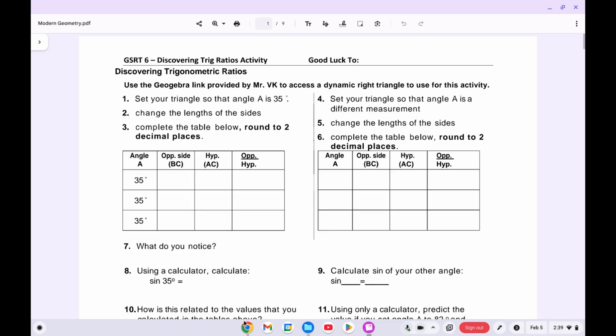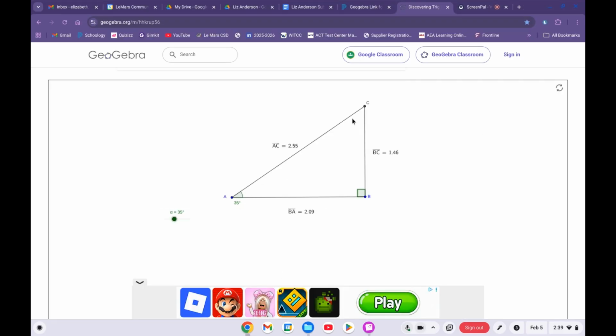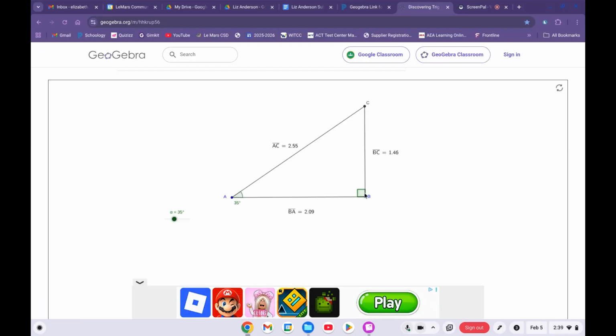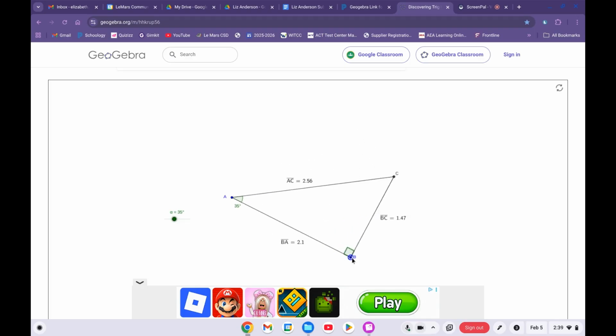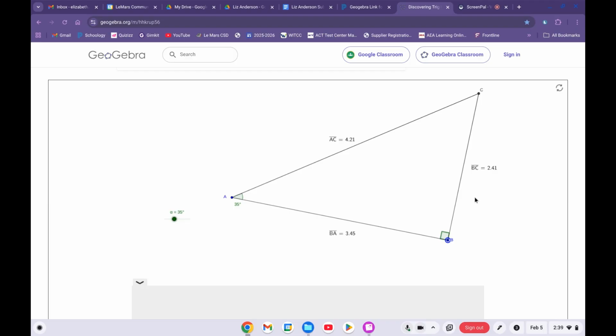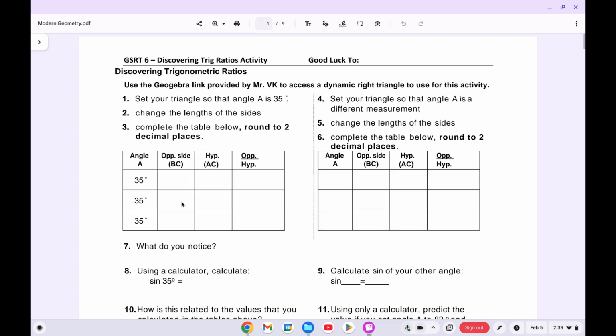Because yours is going to be different than mine. Then you're going to write down the hypotenuse, AC. So that would be this side length. I would put 2.55 in my chart. Then you're going to change the size of your triangle. So you're going to want to move A or B. You're going to want to make it bigger or smaller, okay? And get some new numbers, and fill in those same two numbers in the chart.